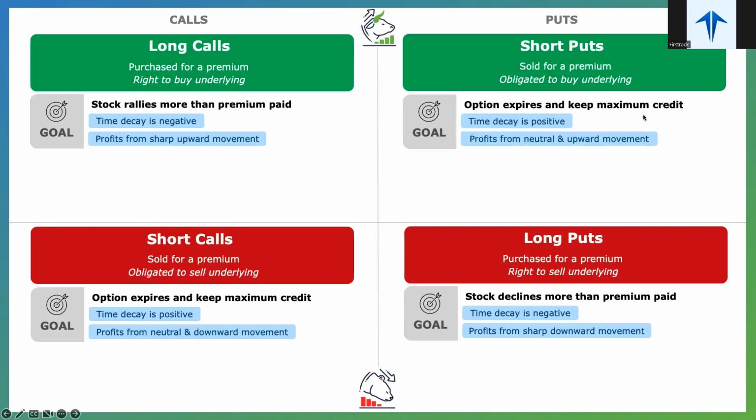And then you can see the same characteristic for the short put. Time decay is positive. I just want the option to expire worthless so I can keep my maximum credit, and I profit from a neutral and slight upwards directional movement or bias.